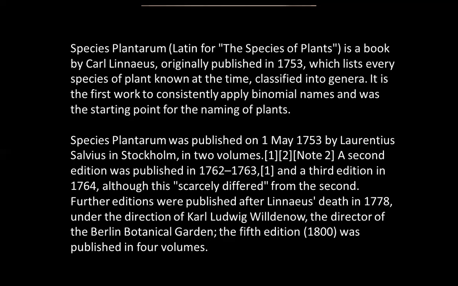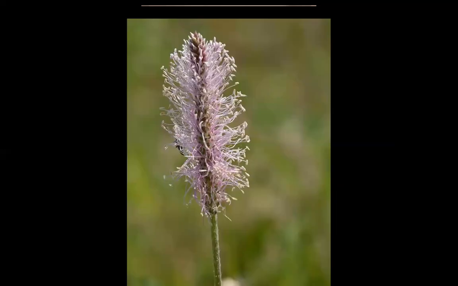2 volumes. A second edition was published in 1762, 1763, and a third edition in 1764, although this scarcely differed from the second. Further editions were published after Linnaeus' death in 1778 under the direction of Karl Ludwig, the director of the Berlin Botanical Garden. And the 5th edition was published in 4 volumes in 1800s.